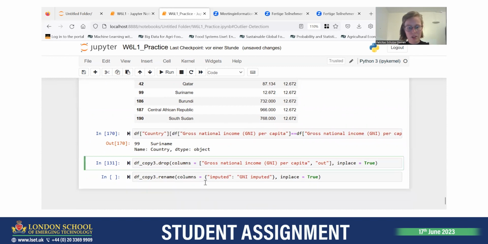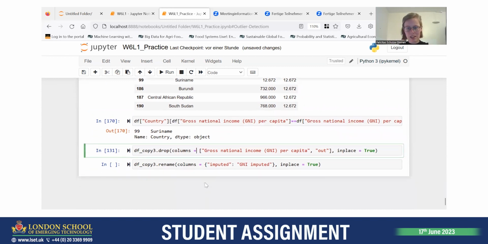And now we can just make the data set a bit nicer by dropping the columns GNI and out, since we don't need them anymore. And then we rename the column imputed to GNI imputed. And that's it.